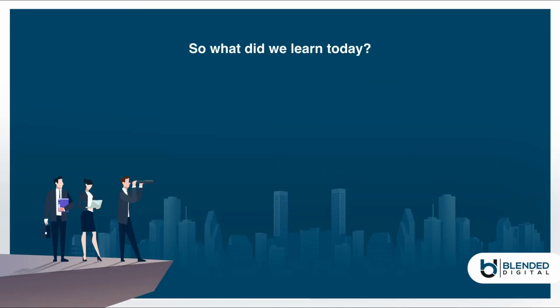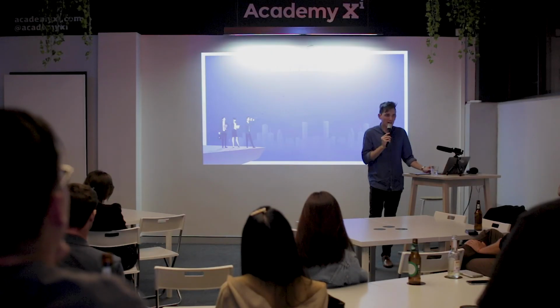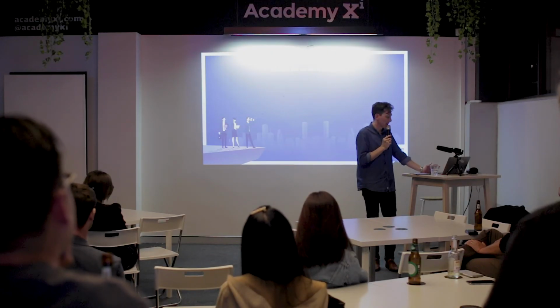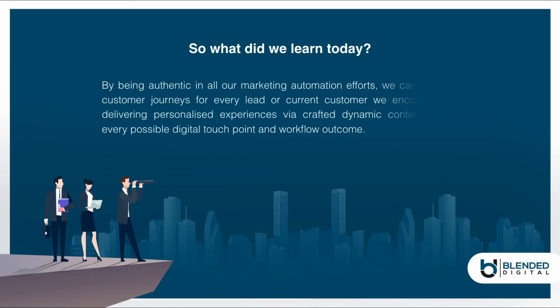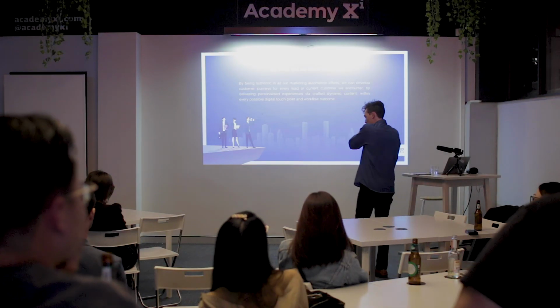So yeah, what did we learn today? There's a lot that we covered, but I'll simplify it in this little paragraph here. It says, by being authentic in all our marketing automation efforts, we can develop customer journeys for every lead or current customer we encounter by delivering personalized experiences via crafted dynamic content within every possible digital touchpoint and workflow outcome. And that pretty much covered all of it.